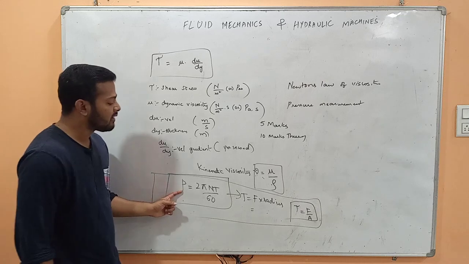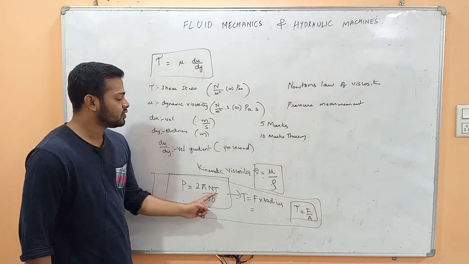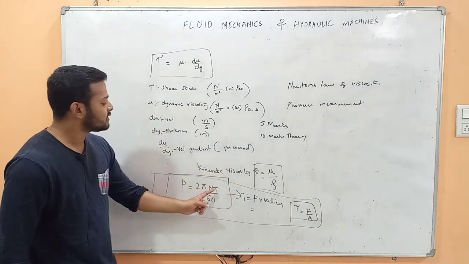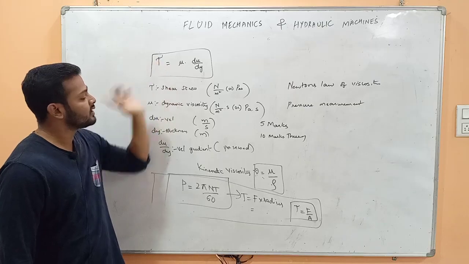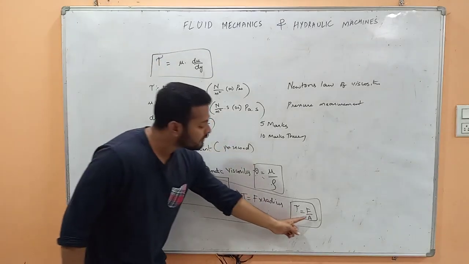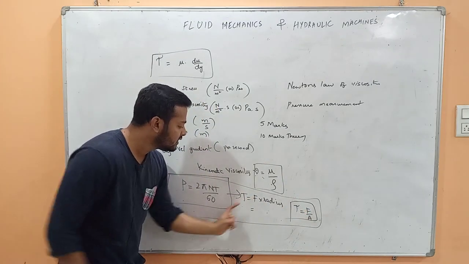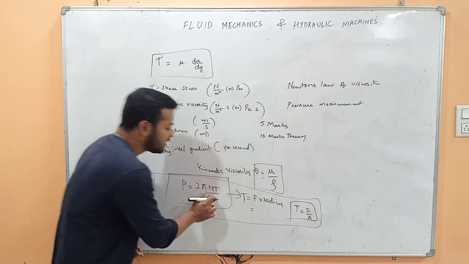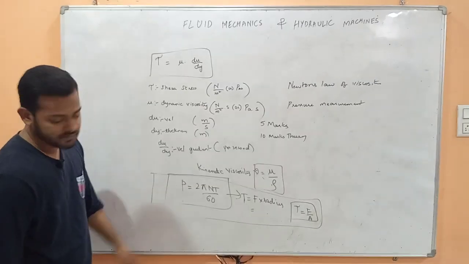Sometimes they will also ask you to find the value of power. Power is given by 2 pi NT by 60. This T you will get with the help of tau, because tau is equal to force by area. So once we get tau, we can find the value of force. This force we can substitute in the formula of torque T, and this torque T can be substituted in the formula of power.